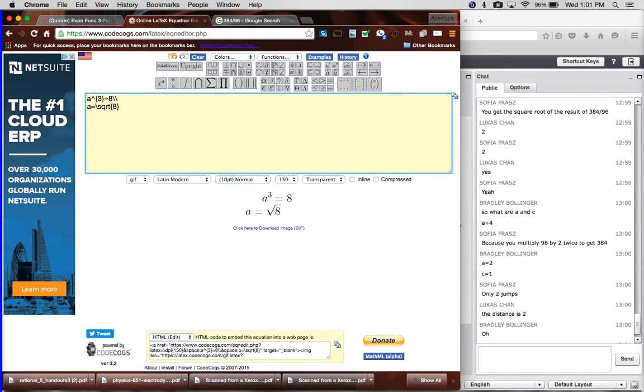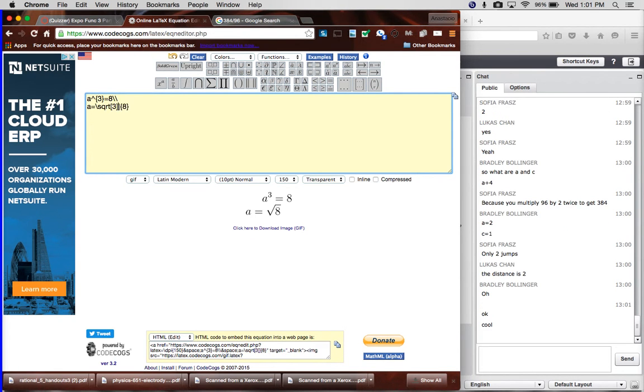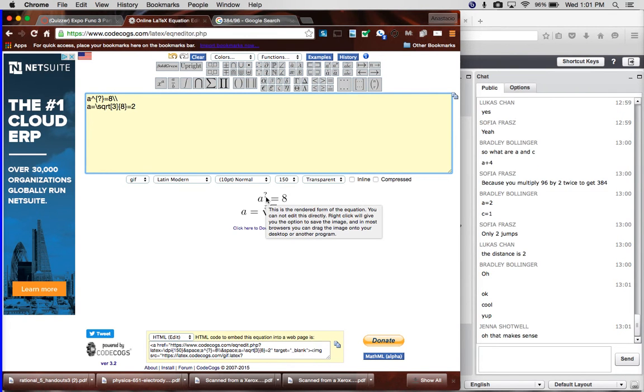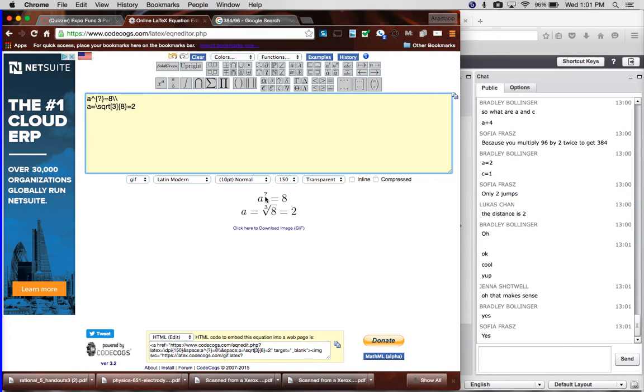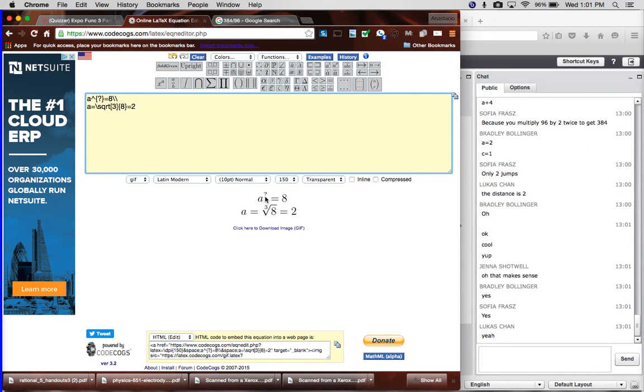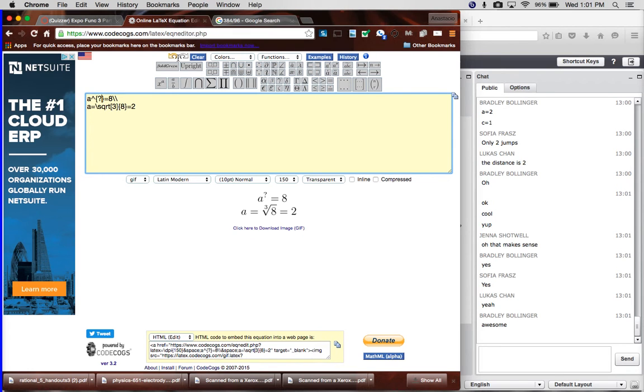And then I'm not taking the square root anymore, I'm taking the cube root of 8, which is actually 2. Are we cool? So the number that goes up here is just the difference between the jumps. Does that make sense? What I mean by the difference is you take the bigger number and you subtract the previous number. That's it.